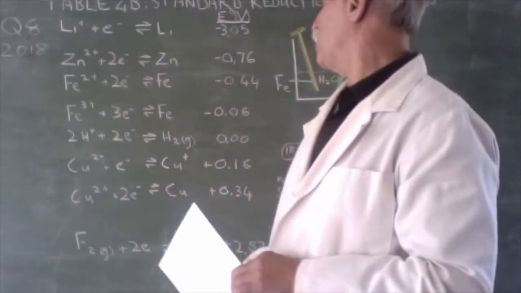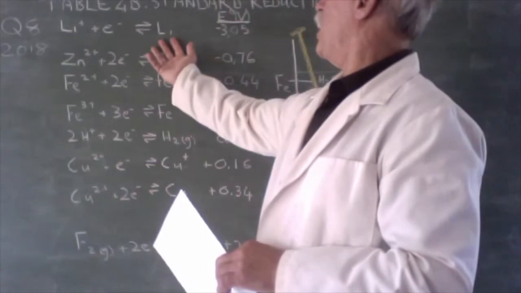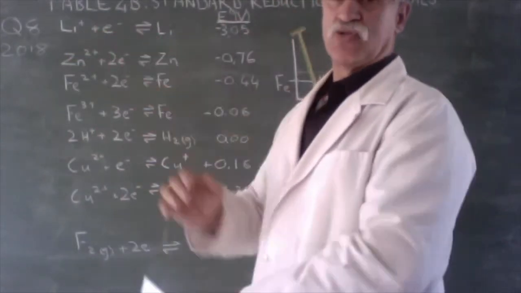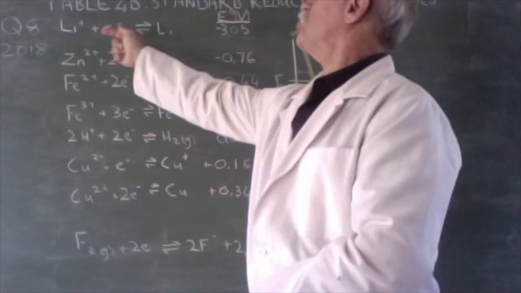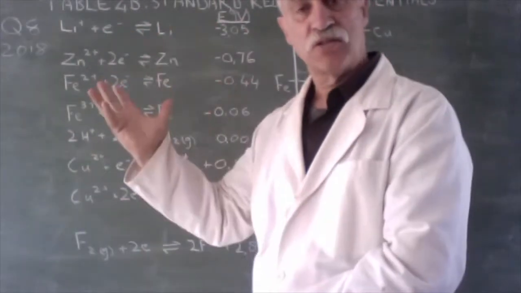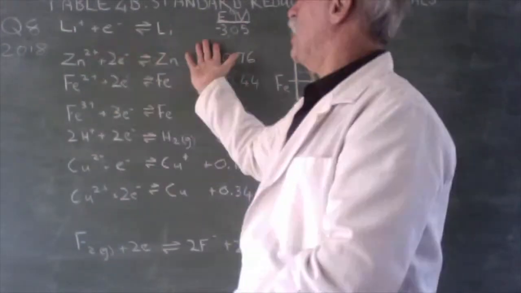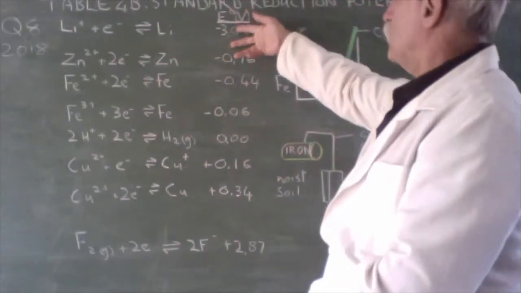So we've got fluorine at the bottom. Now notice that this here, as it is written, it's gaining electrons. Anything that gains electrons is called reduction. But if we reverse the reaction, lithium losing electrons, that's oxidation. Now, metals like to lose electrons. They like to be oxidized, so that's why they're negative here.